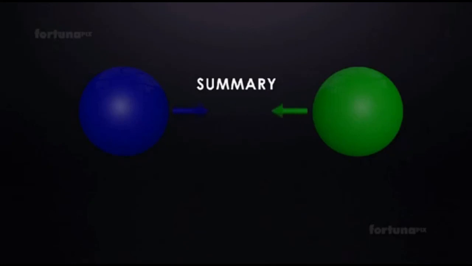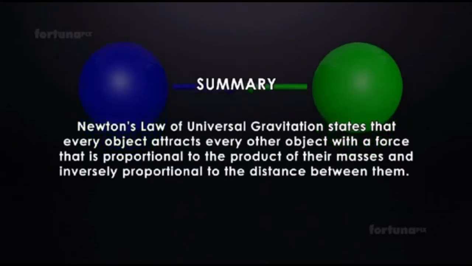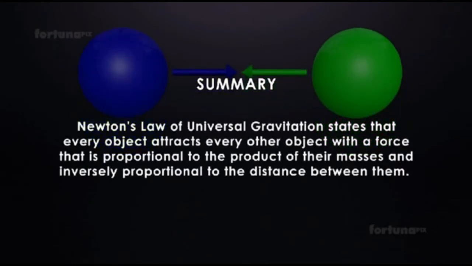Summary: Newton's law of universal gravitation states that every object attracts every other object with a force that is proportional to the product of their masses and inversely proportional to the square of the distance between them.